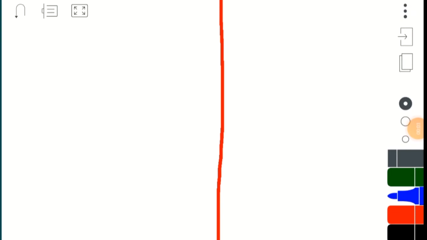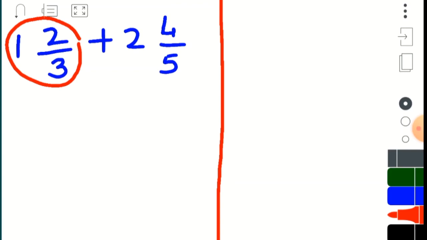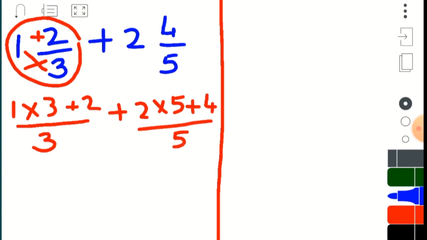Next type is how to do the addition of mixed fraction numbers. 1 2 upon 3 plus 2 4 upon 5. Now this is a mixed form, so you need to make it into a proper fraction. How will you do this? You will cross multiply this number and add the numerator. That means 1 into 3 plus 2 upon the denominator 3, plus same way for here, 2 5s are plus 4 upon 5. Now we have to do the calculation.